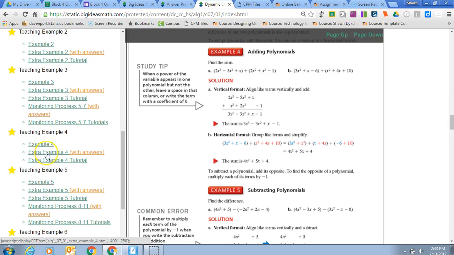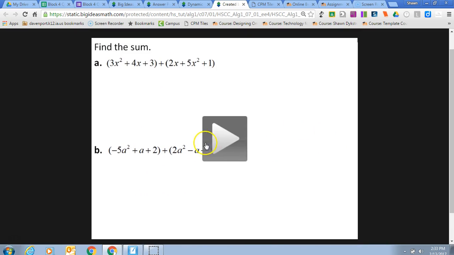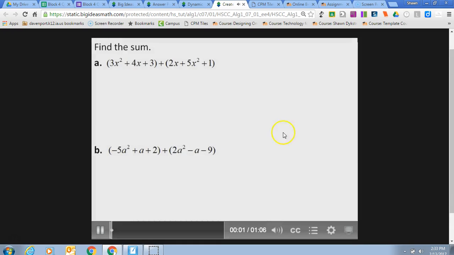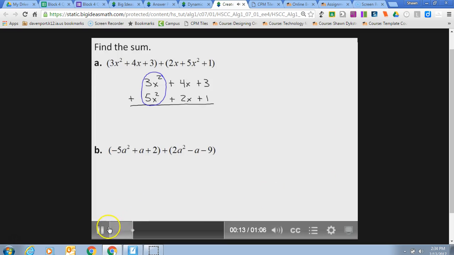Here we go. Example 4 tutorial, and it'll pull up a problem that looks like this, but with different numbers obviously. They are quite boring, but they do give stepped out examples. I'll give you just a quick snippet of what that looks like. Find the sum. Part A. The quantity 3x squared plus 4x plus 3 plus the quantity 2x plus 5x squared plus 1. Align the like terms vertically and add. 3x squared plus 5x squared equals 8x squared. 4x plus 2x equals 6x. And 3 plus 1 equals 4.